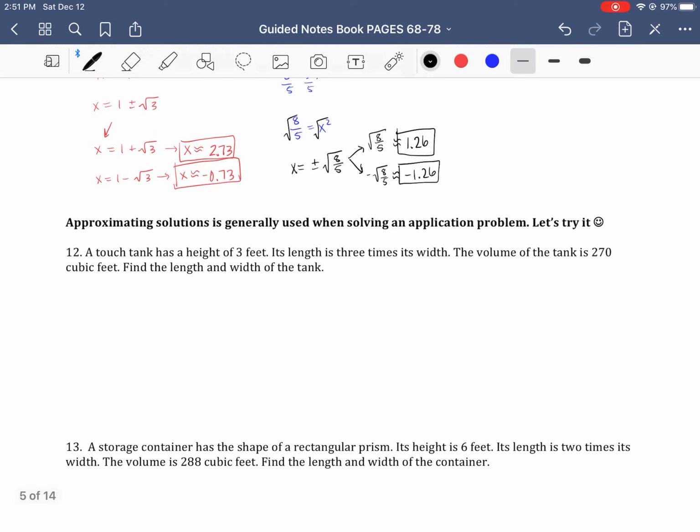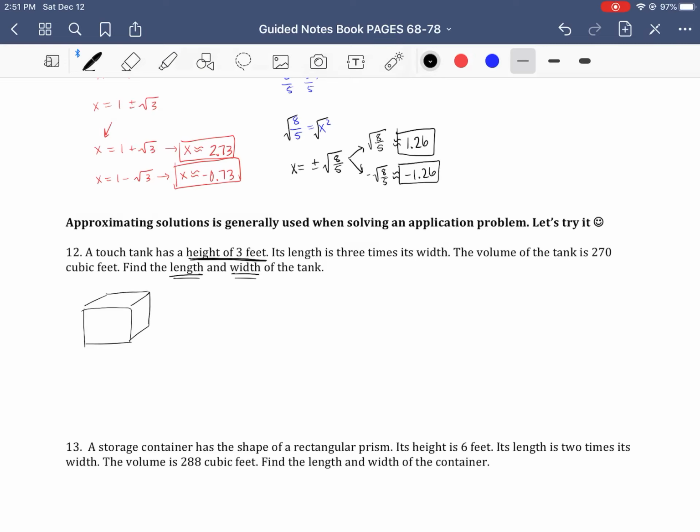Let's do one application from this, just practicing with the solving in this way. It says a touch tank has a height of 3 feet. Its length is 3 times its width, and the volume of the tank is 270 cubic feet. Find the length and the width of the tank. Because it gave us the height, right? So in this case, I'm going to draw a little diagram.